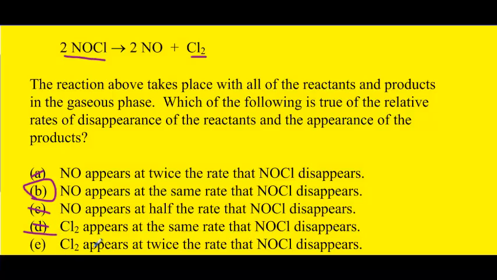And then letter E, Cl appears at twice the rate. Again, that would mean it needs twice the coefficient. It only has half the coefficient. So it actually appears at half the rate that it disappears. So the right answer here should be B.